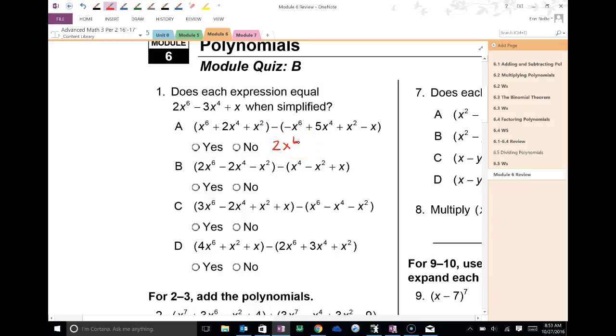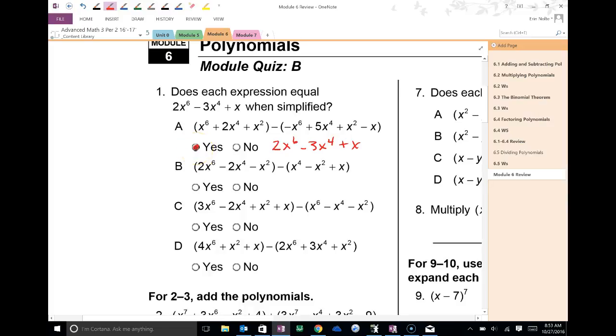Remember, it's subtraction, so I have 2 minus, so negative 3. How many x squareds? They cancel, right? And then how many x's? 1. Plus 1. So what do you think about this one? Correct. Okay, what about B?